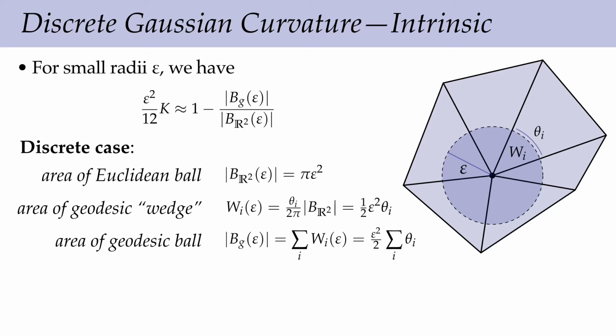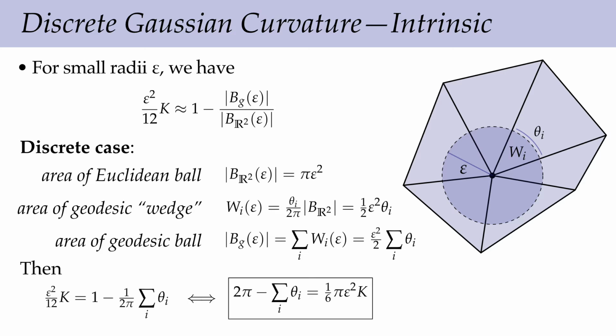In this case, we have this relationship, right? Epsilon squared over 12 times k is equal to 1 minus 1 over 2 pi times the sum of these interior angles theta I. Or equivalently, we have 2 pi minus the sum of interior angles is equal to 1 sixth pi epsilon squared k, right? So what does this look like? This looks like the Gaussian curvature times the area of a ball of radius epsilon up to a constant. And so we can think of the angle defect as not the Gaussian curvature directly, but as an integral of Gaussian curvature over a region around the vertex. And something that's important to think about here is that if we make the ball a little bit smaller or a little bit bigger, this integral is the same. Right? So this is a pretty canonical definition for Gaussian curvature, or really integrated Gaussian curvature at a vertex.